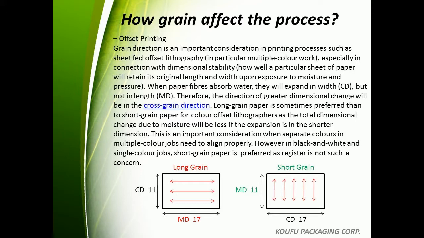Long grain paper is sometimes preferred to short grain paper for color offset lithographers, as the total dimensional change due to moisture will be less if the expansion is in the shorter dimension. This is an important consideration when separate colors in multiple color jobs need to align properly. However, in black and white and single color jobs, short grain paper is preferred, as register is not such a concern.